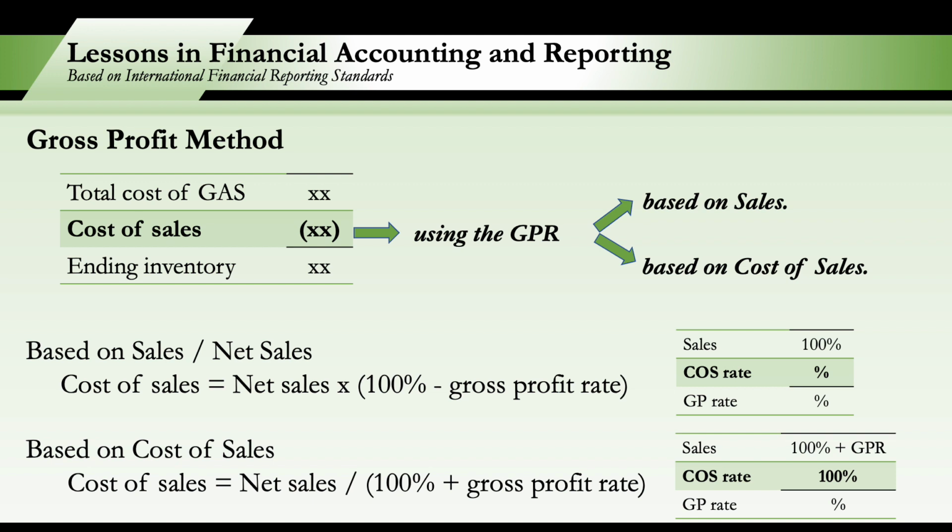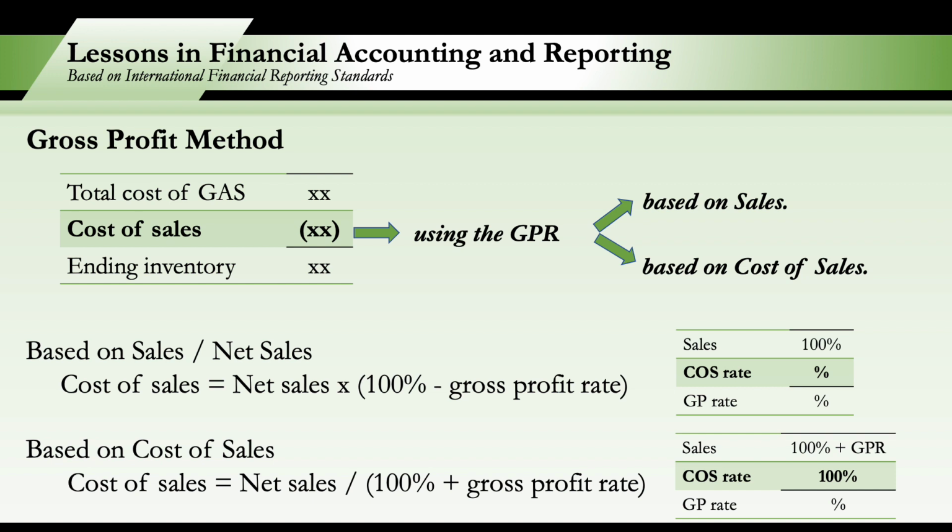So again, if it is based on sales, our cost of sales is equal to net sales times cost of sales rate, or 100% minus gross profit rate. And if it is based on cost, our cost of sales is equal to net sales divided by 100% plus gross profit rate.